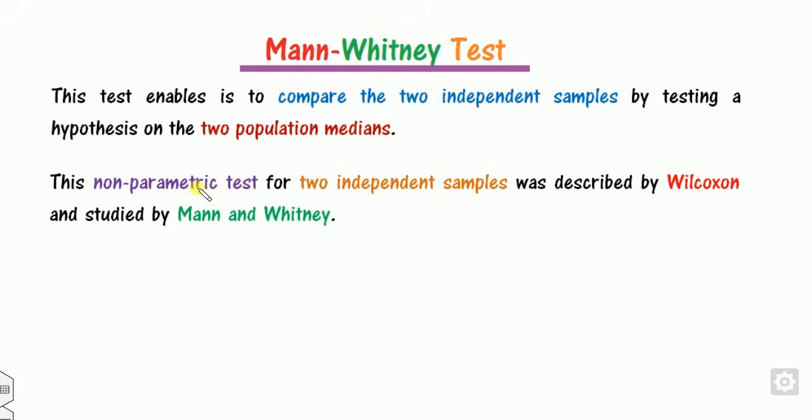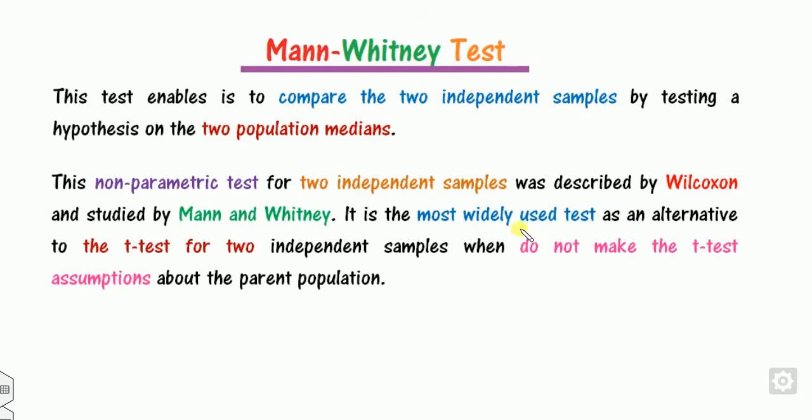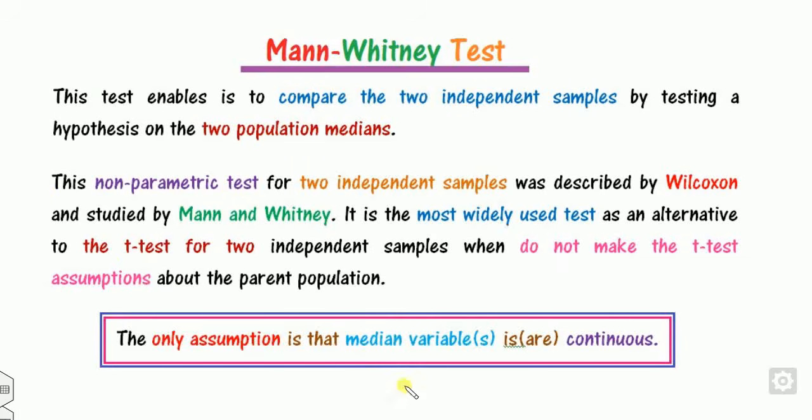This non-parametric test was first described by Wilcoxon and then studied by Mann and Whitney. It is the most widely used alternative to the t-test for two independent samples. When the t-test does not satisfy the assumption about the parent population, the only assumption used in this median test is that the variable is continuous.